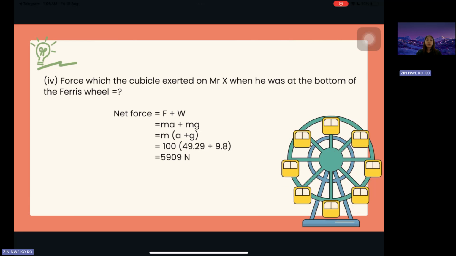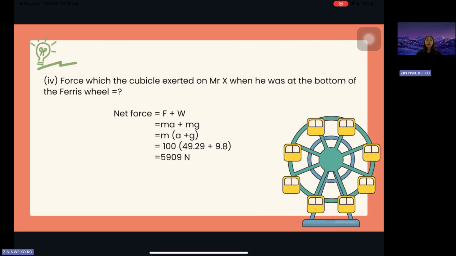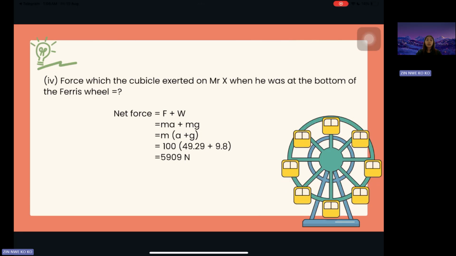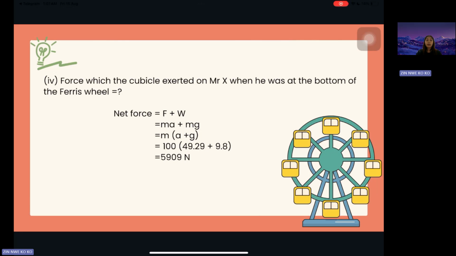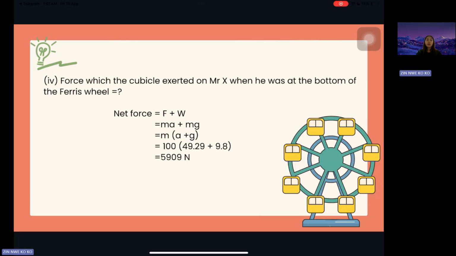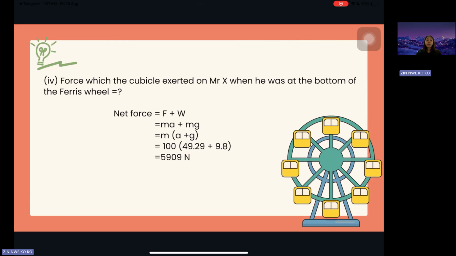This is the downward force due to gravity, W equals mg. Another one is the normal force, F. This is the upward force from the cubicle on Mr. X. At the bottom, the centripetal acceleration is upward, so the net upward force equals ma. So we use Newton's second law. Net force F minus mg equals ma, so therefore F equals ma plus mg. So after we substitute the numbers, we get the answer 5909 Newtons for the force.